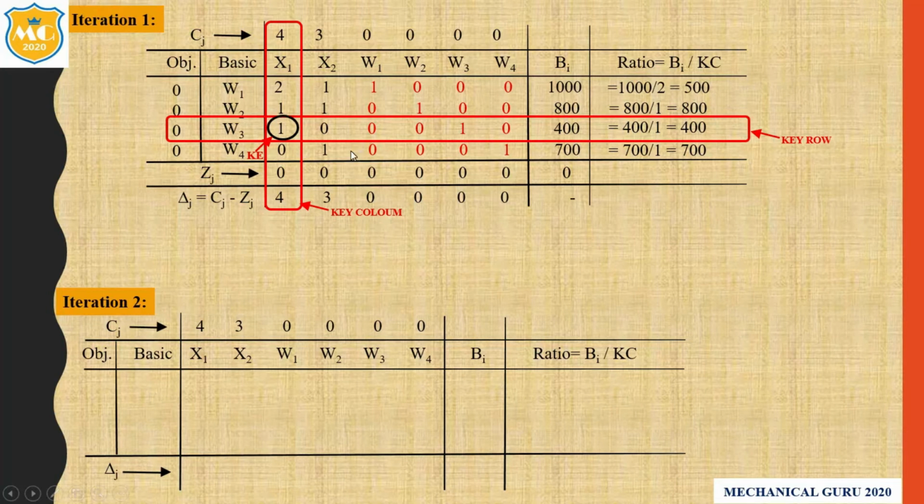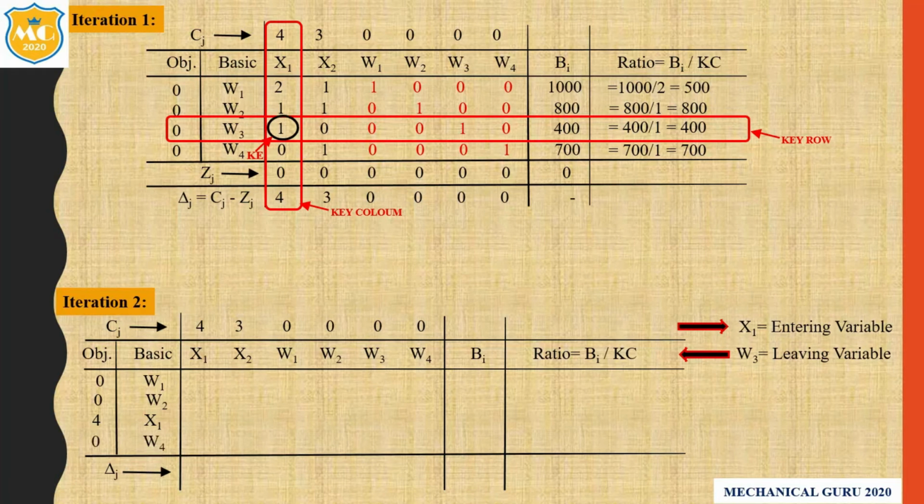Now here x1 is the entering variable, and W3 is the leaving variable. So first we have to replace the 0 and W3. In that we have to write down 4 and x1, because x1 is the entering variable and W3 is the leaving variable. The remaining variables, W1, W2 and W4, are as it is, as well as the cost.